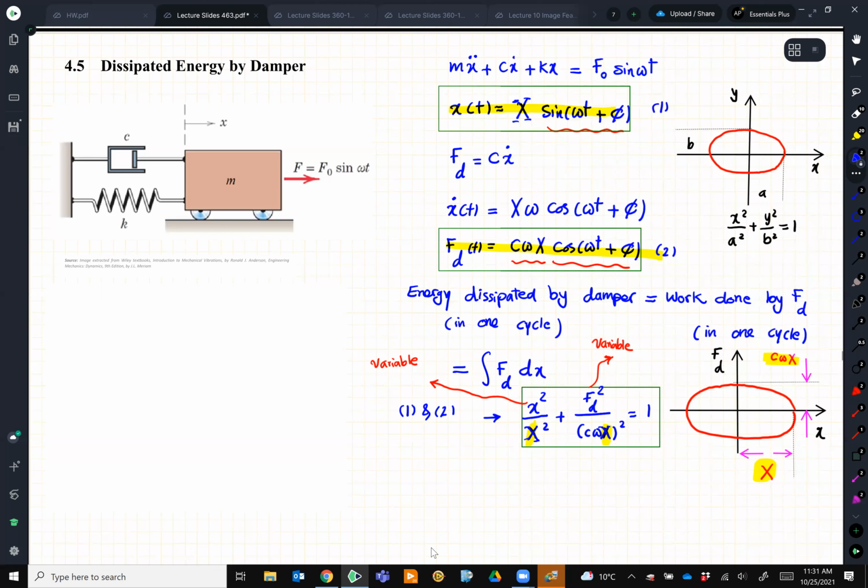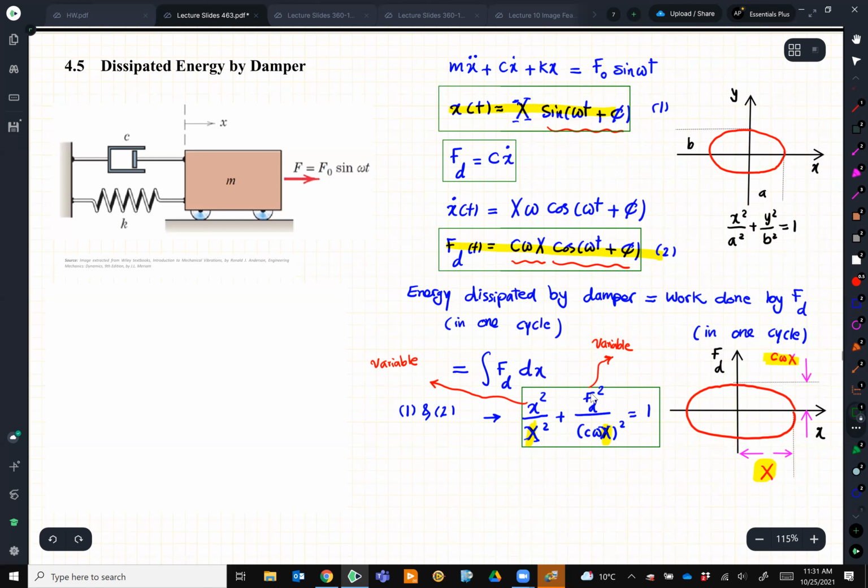I'm going to give you a moment, think about it, and see if you follow what happened, right? This is in fact very simple. We have the equation x(t). What is the force in damping? We know the force in damping is damping multiplied by a speed. So I take the derivative, x dot. So this is my equation for FD. From 1 and 2, I managed to get this equation.